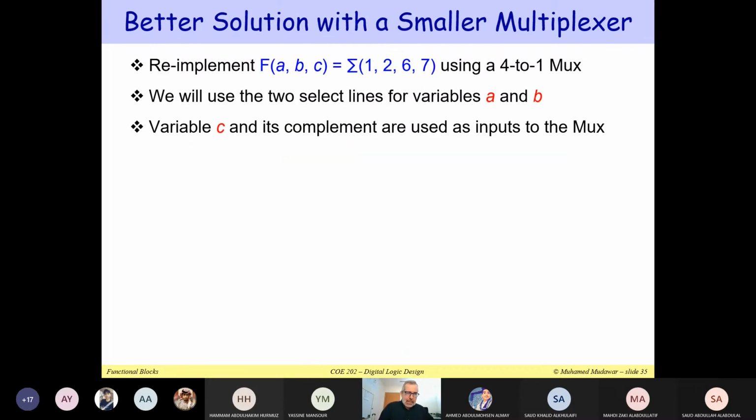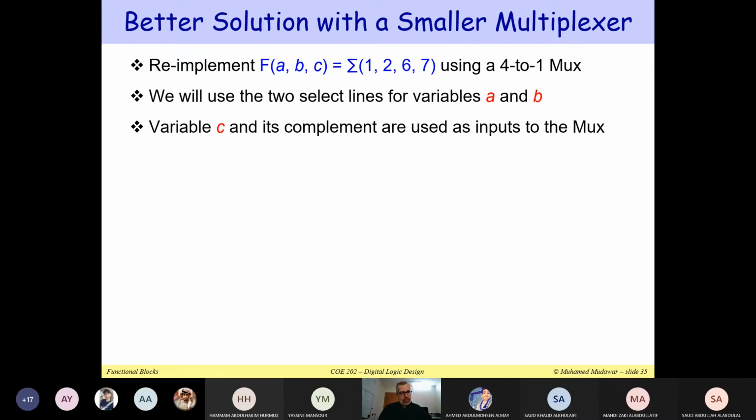multiplexer. So let us have a better solution. We have seen one solution in the previous slide using an 8-to-1 multiplexer. Now I would like to have a better solution with a smaller multiplexer. So I'm going to re-implement my function f. It's the same function, the same minterms, but I'm going to use a smaller 4-to-1 multiplexer. So rather than using a large 8-to-1 multiplexer, let us just use one small 4-to-1 multiplexer.